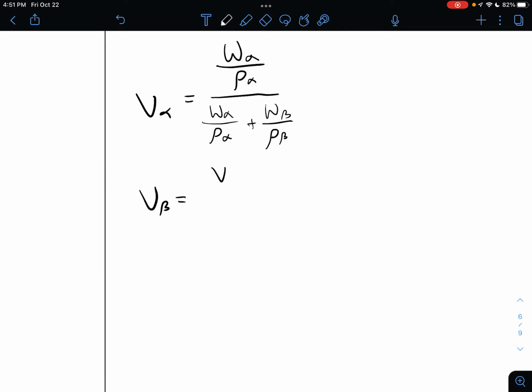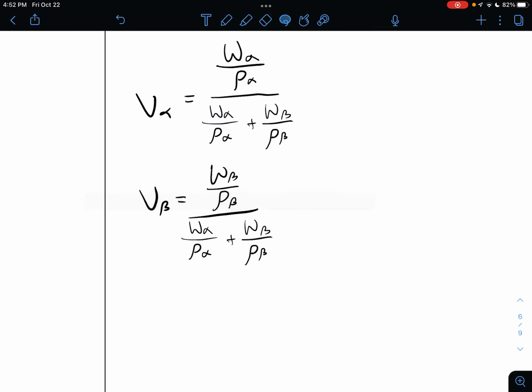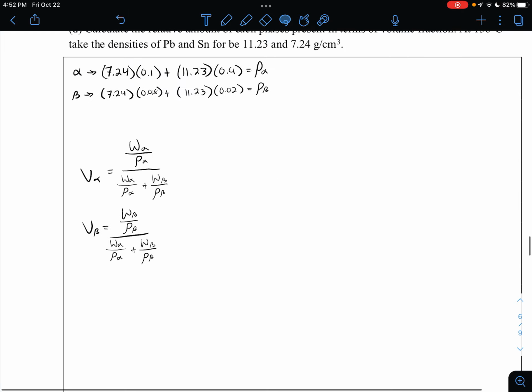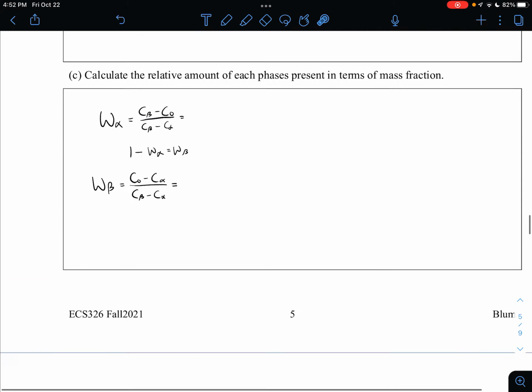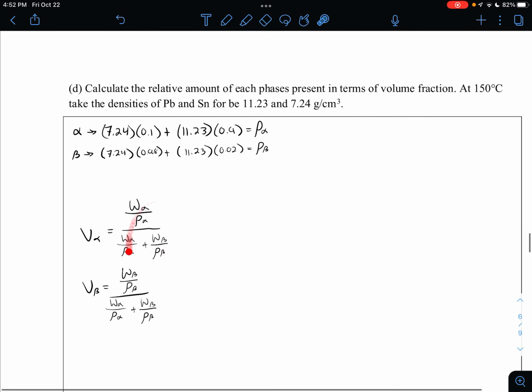And the beta is this. This is going to be the same equation just with beta on the top, and again divided by this total. I'm just being lazy, I don't want to write it twice. But yeah, so you can plug these values into here. And again, we have our weight percent up here, so we can calculate this.